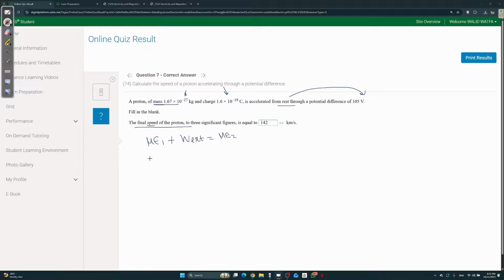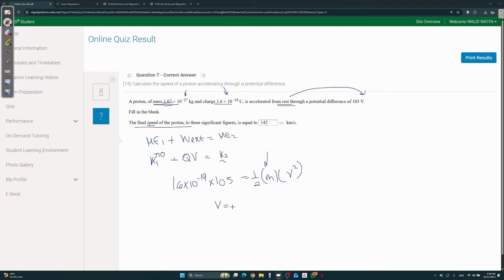Since we're starting from rest, K1 is 0, plus the work external, which we know is just QV, equals ME2, so kinetic energy final, or kinetic energy 2. Q, since we know it's a proton, they gave us the charge. The voltage they gave us, 10 to the 5. K2 is very easy, half times the mass, which I'm just going to keep as M, times the velocity squared. This M, you know it, I'm just writing M because it's a long number.